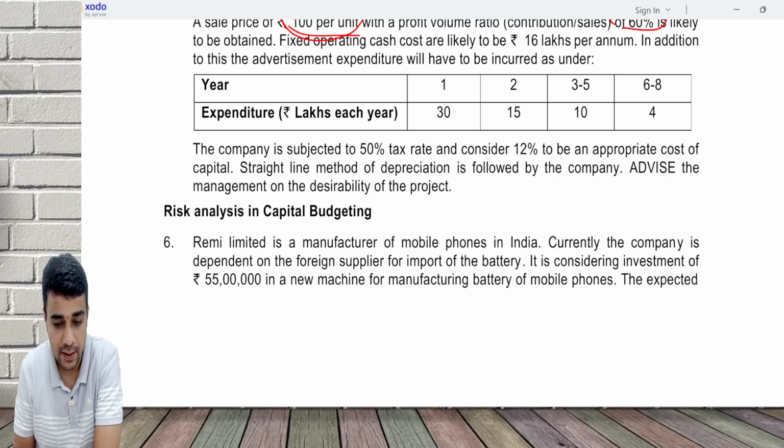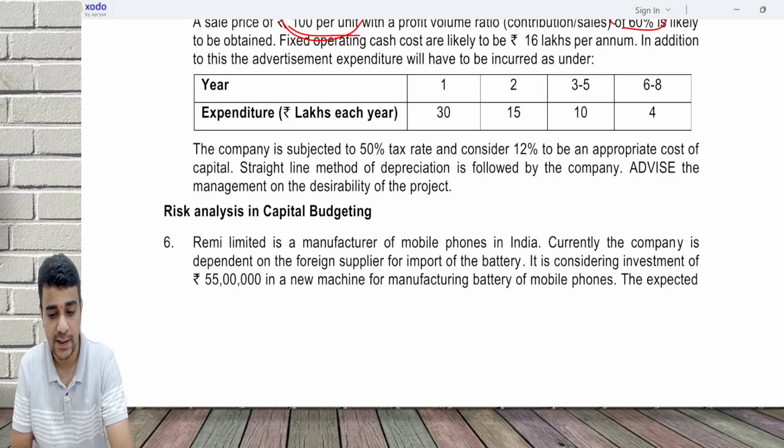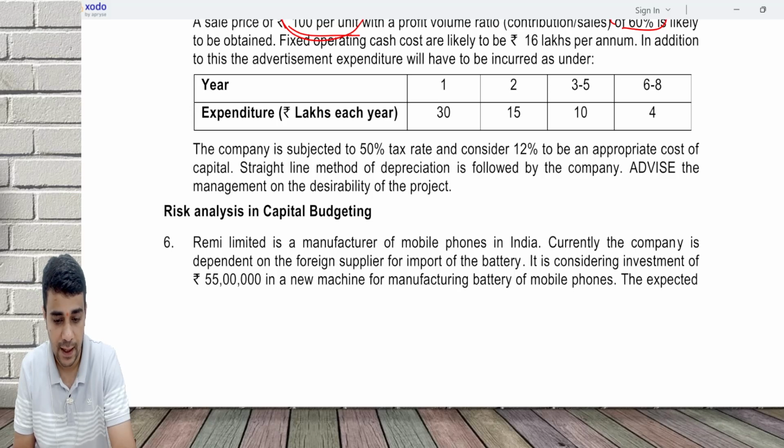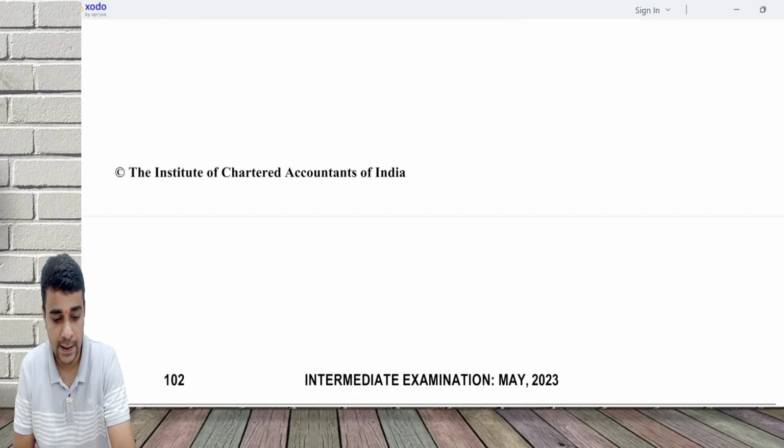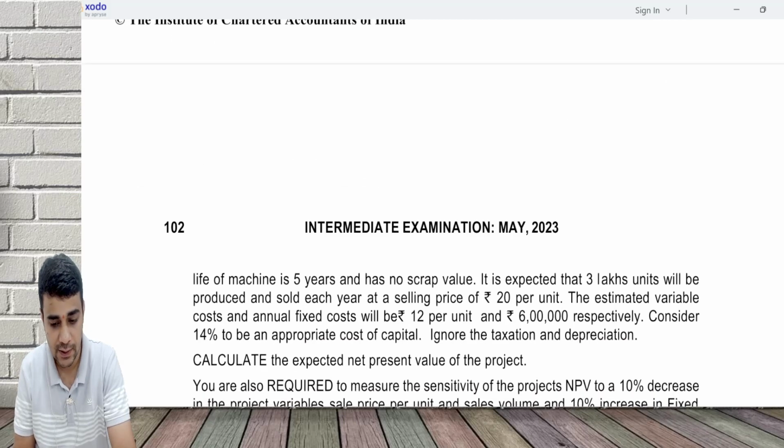Remy Limited is a manufacturer of mobile phones in India. Currently, the company is dependent on a foreign supplier for import of the battery. It is considering an investment of 55 lakhs in a new machine for manufacturing batteries of mobile phones. The expected life is 5 years, no scrap value. 3 lakh units will be produced and sold each year at a price of 20. Variable cost is 12, fixed cost is 6 lakh. 14% is the cost of capital. The important part is that I have to ignore tax and depreciation.